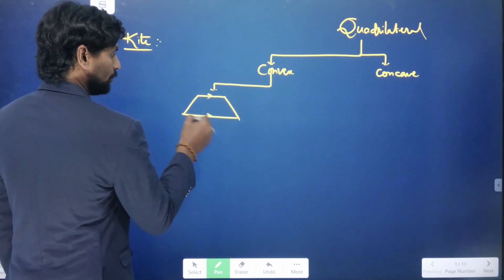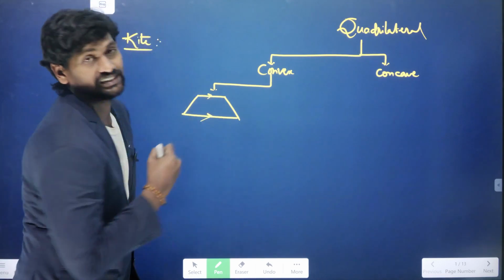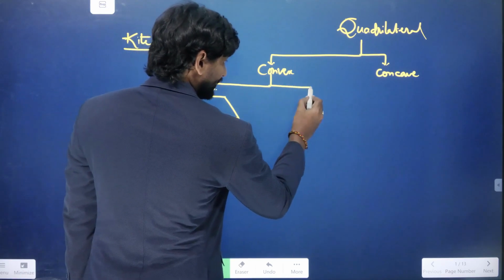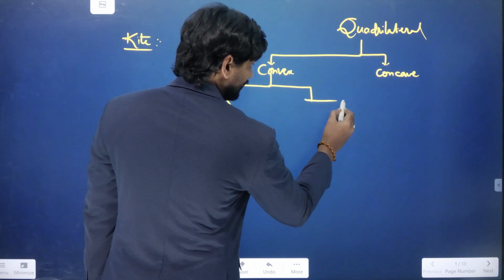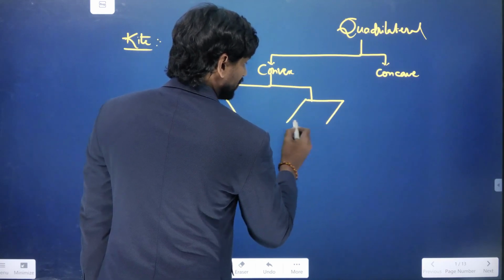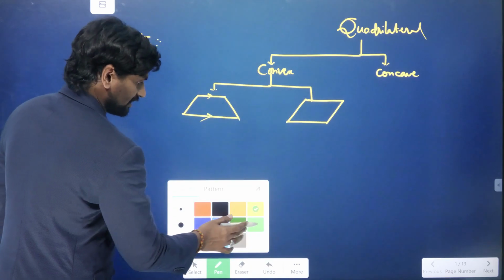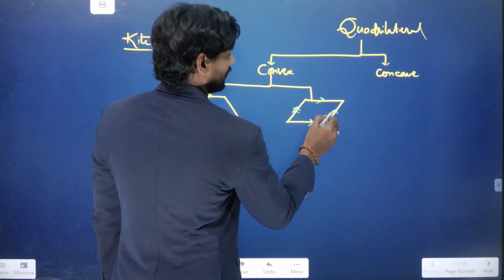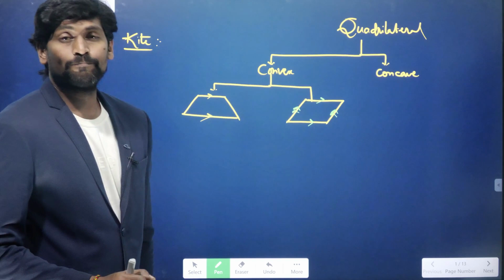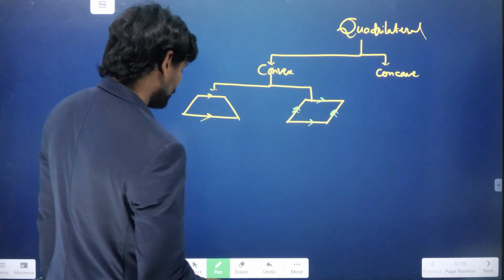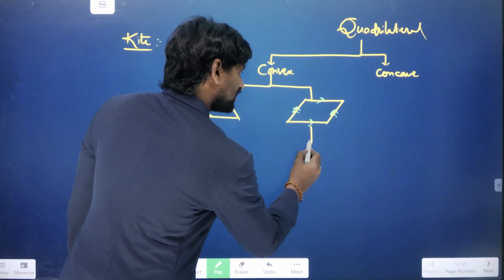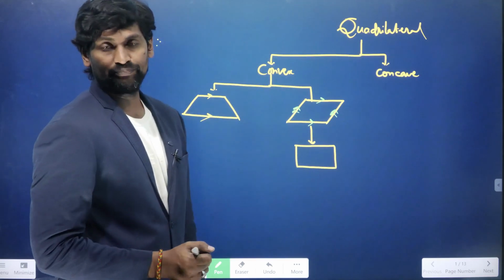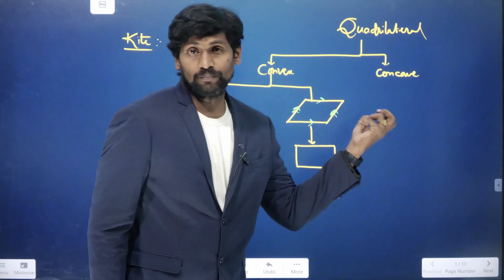Trapezium means one pair of opposite sides are parallel. This arrow mark represents a pair of parallel lines. And two pairs of opposite sides parallel is nothing but a parallelogram. These two sides are parallel and these two sides are parallel. In a parallelogram, if one angle is 90 degrees, it becomes a rectangle. That means a rectangle is in the family of parallelogram. The rectangle follows all the properties of a parallelogram.